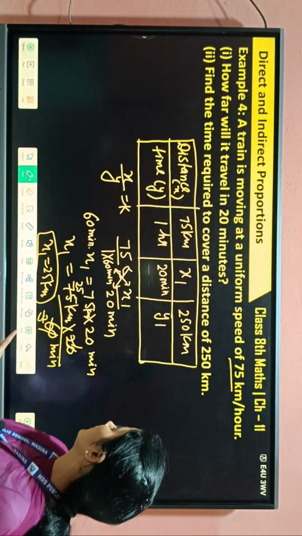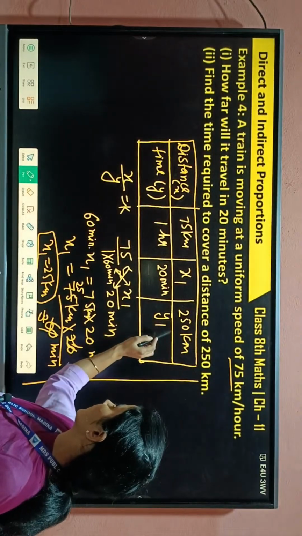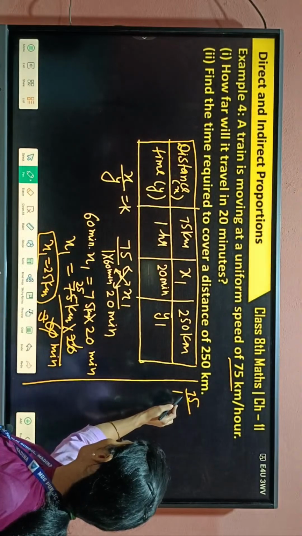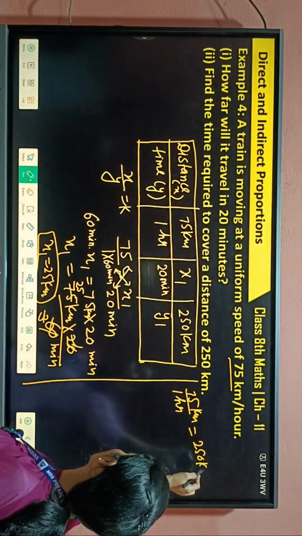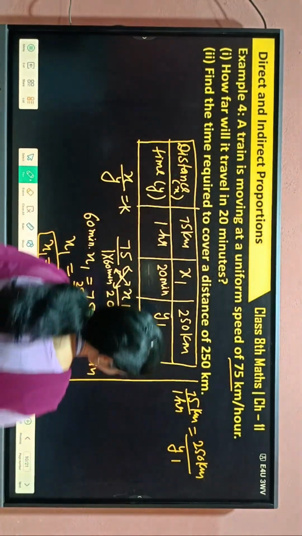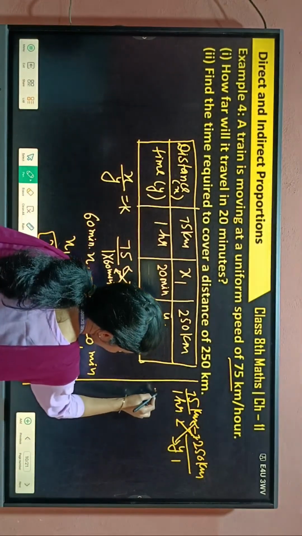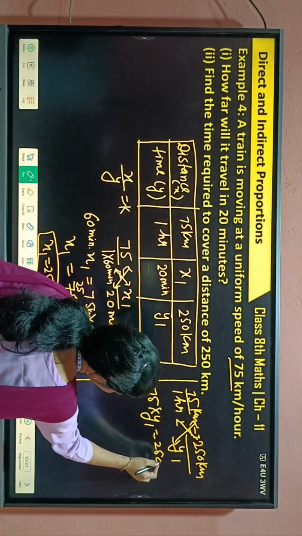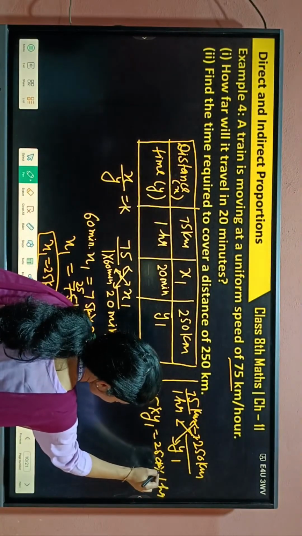What is the next part? The next part is we need to find out the time. Then 75 kilometer by 1 hour equals 250 kilometer by y1. Using cross multiplication to find out y1, it will be 75 into y1 equals 250 into 1 hour, with the distance in kilometer.